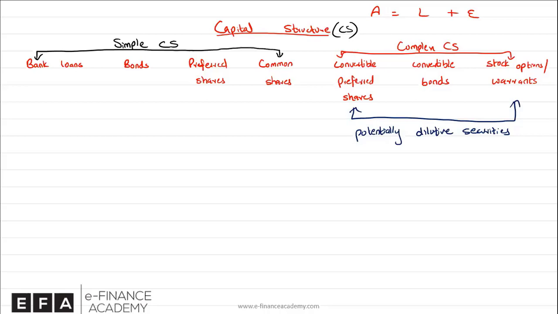So now you'll do an exercise to try and determine whether these securities would be dilutive or not. As I said before, here's one key point that you need to understand. Let's talk about convertible preferred shares first. These are preferred shares in which the investor has the option to convert into common shares. So it's an option, it's not an obligation.